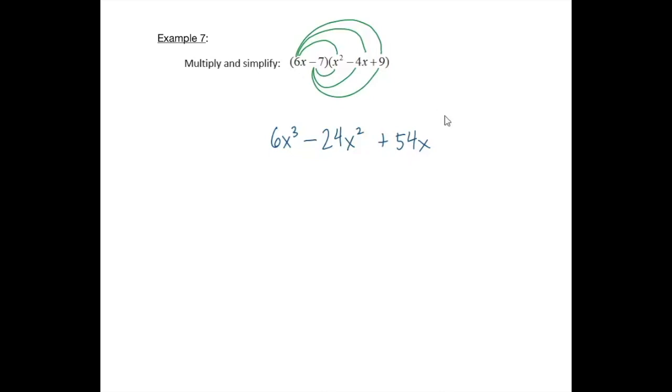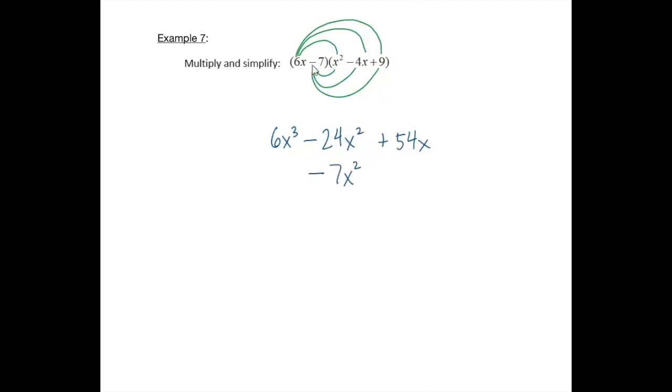We can continue writing out these terms horizontally and keep track of the like terms when we simplify, or we can line up the like terms vertically in columns. Let's go ahead and do that in this example, since we'll have a lot of terms to keep track of. The first product is negative 7 times x squared. Negative 7x squared will have to go in the x squared column.